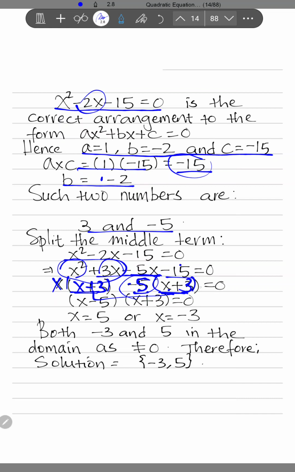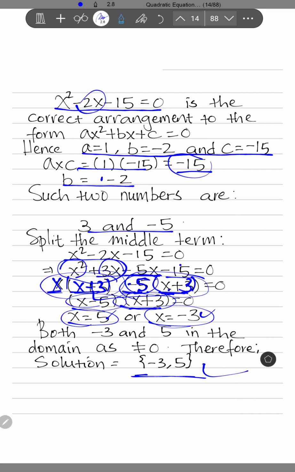That's just fine. Now what is common between this side and this side? Which is x plus 3. When I have x plus 3 in common, I will have x minus 5 on the other side. X minus 5 times x plus 3 is equal to 0. It means x is equal to 5 or x is equal to minus 3. Remember, x should not be 0. We know that. So 5 and minus 3 are different from 0. So they are both valid solutions of this quadratic equation.